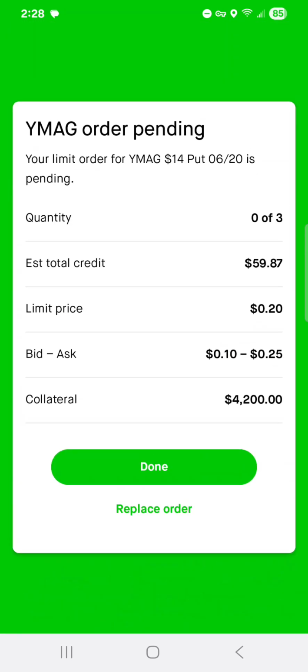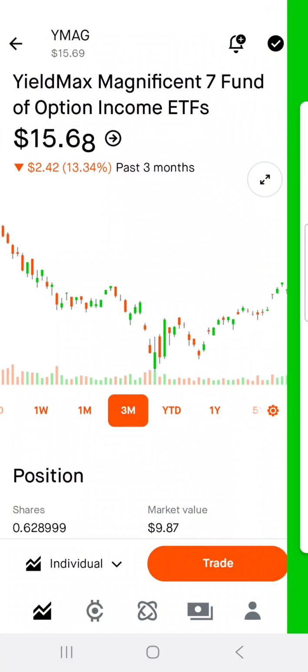Swipe up to submit. It's in order. All right, so the order is pending. Now it's placed. It's not filled yet. It's just placed. And if it's not filled by the end of the day, it'll be automatically canceled, which is fine by me, and we can just do it again tomorrow. So click done.